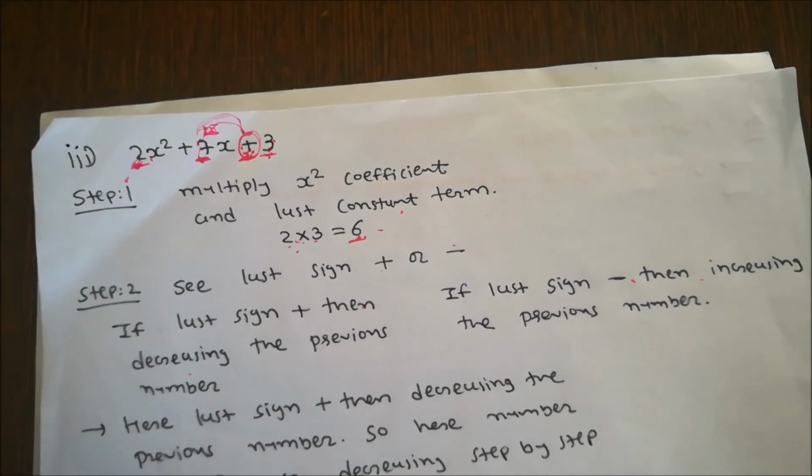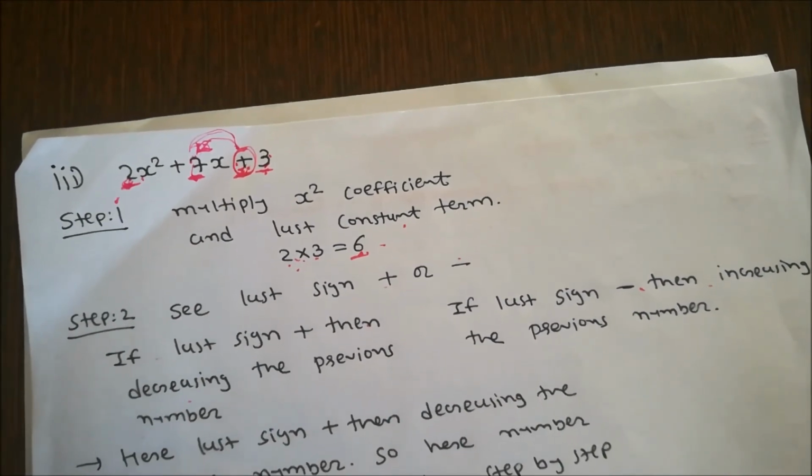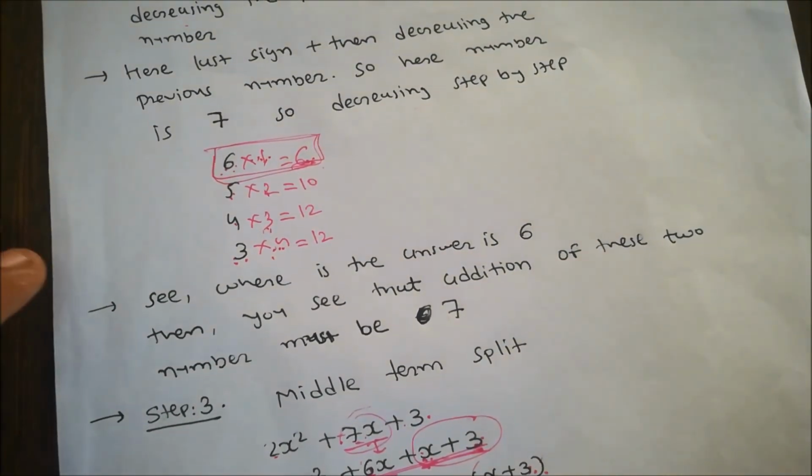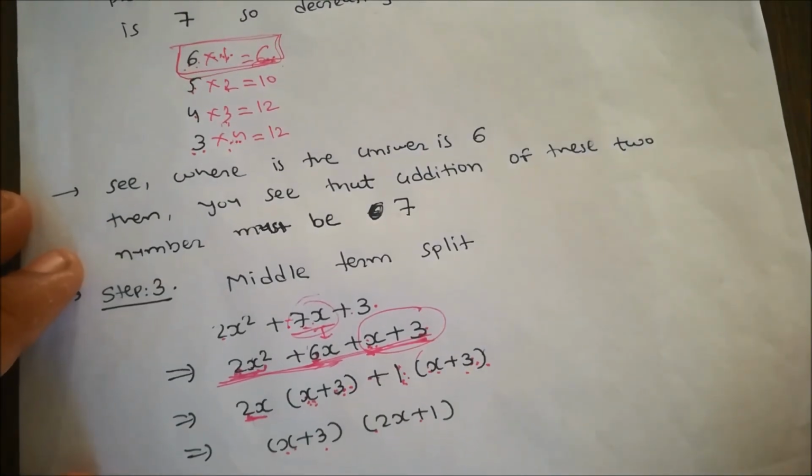So we get answer is equal to 7. So our answer is right, because 6 into 1 is equal to 6 and 6 plus 1 is equal to 7. In step number 3, middle term split. Here a quadratic equation is given: 2x square plus 7x plus 3.